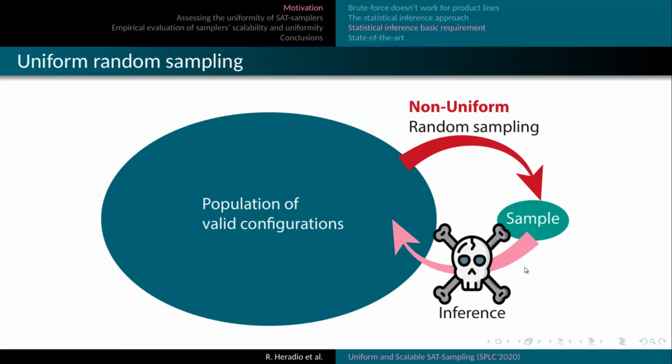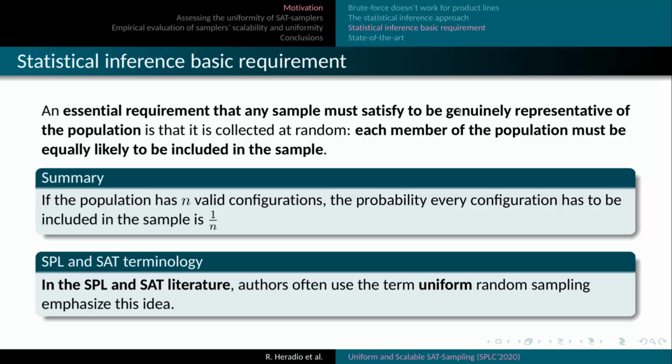Inference works whenever the sample is representative of the population. And a mandatory requirement for this is that the sampling process needs to be uniform. Uniformity means that each member of the population must be equally likely to be included in the sample. In other words, if the population has n valid configurations, the probability every configuration has to be included in the sample is 1 divided by n.